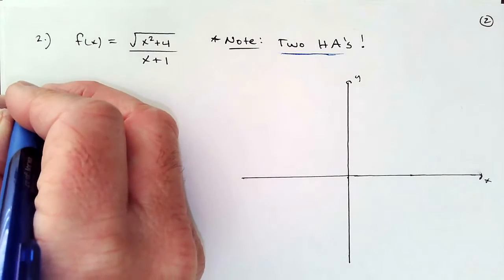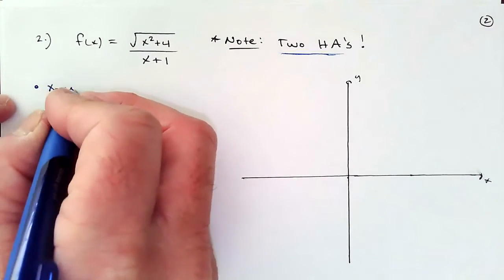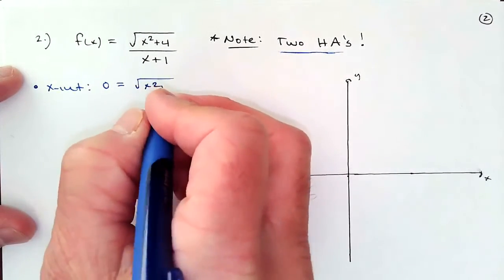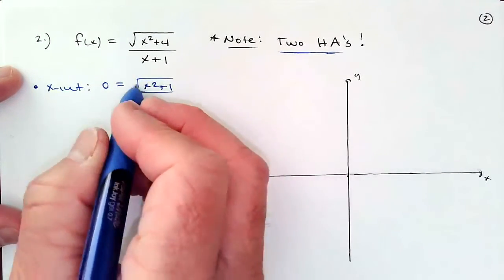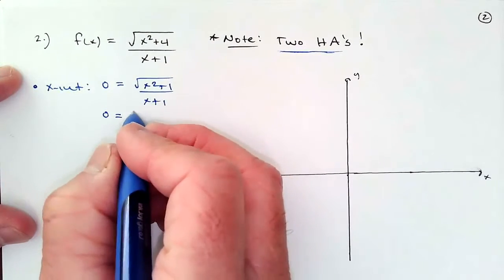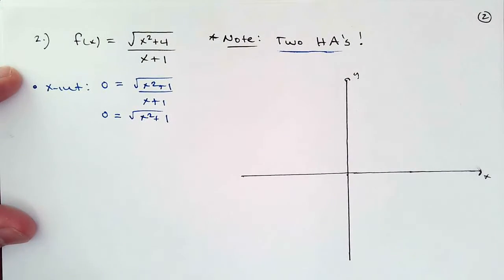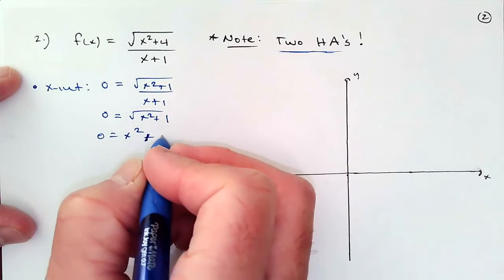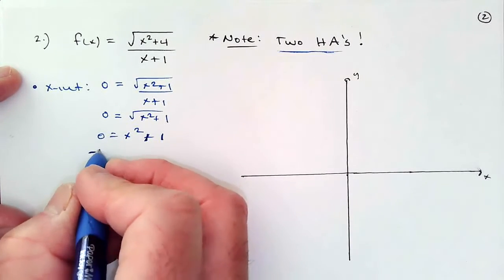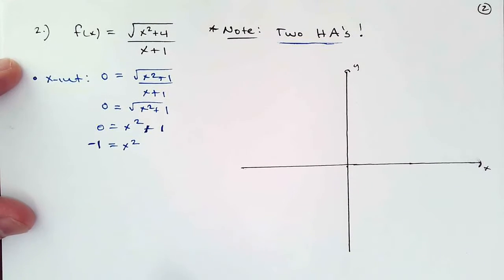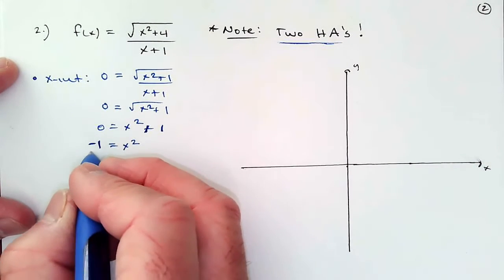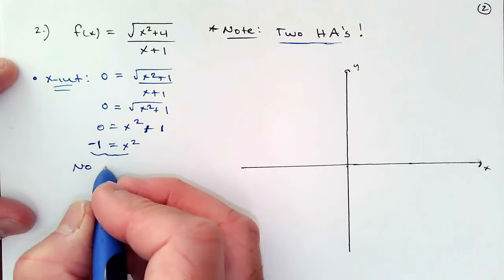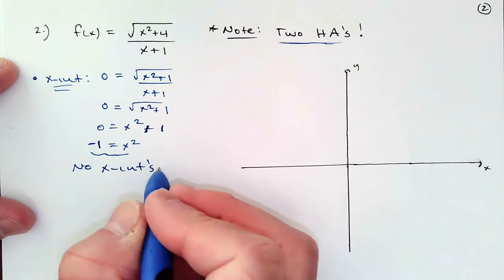Let's start, as usual, with our intercepts. If I set my function equal to 0 for my x-intercepts, the only way that could happen is if 0 is equal to the square root of x squared plus 1. If I square both sides, that means 0 would have to equal x squared plus 1. And notice that gives us something similar to what we saw in the last problem, where you have to take the square root of a negative number. There's no solution to this, right? So what does that tell us? That must mean there are no x-intercepts.